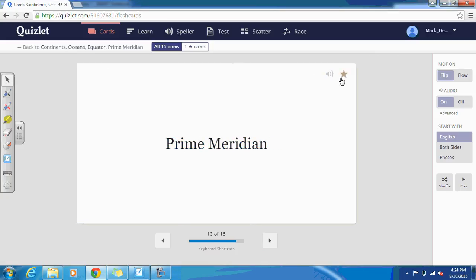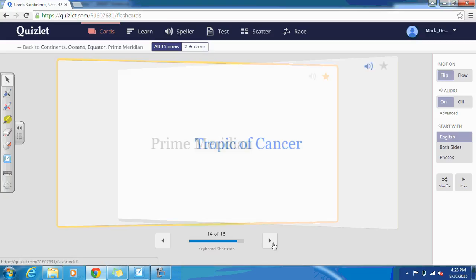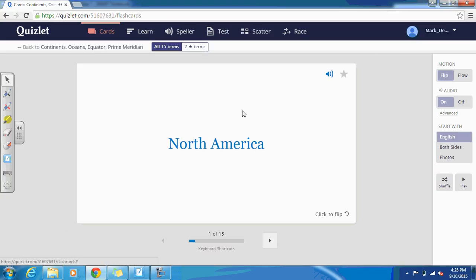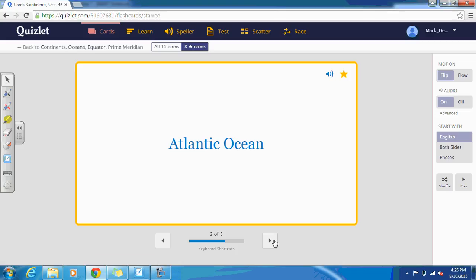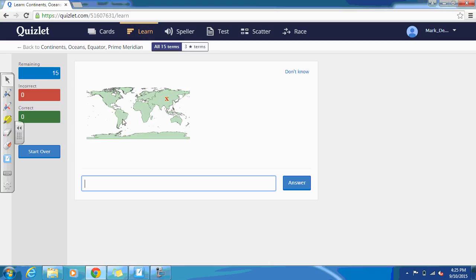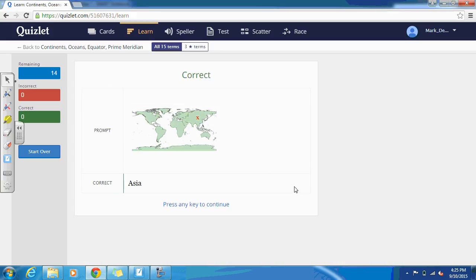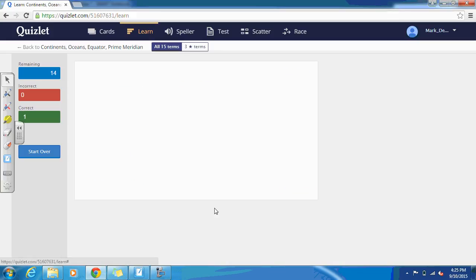Then for all your starred ones, you can go up here to star terms and only study the ones that you don't know. Once you study a little bit, then you can go to learn. So it's going to show you a world map with an X. I know that's Asia, so I just write Asia and click answer. That's correct. Press any key, continue.